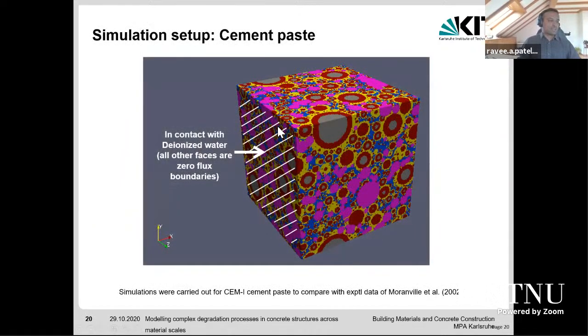So let me start with the microscale or cement paste scale. In cement paste scale, the simulation domain is shown here. And like I said, we just bring water in contact with one of the surfaces and we allow the system to evolve. And basically with time, you can see here this pink material, which is basically Portlandite or calcium hydroxide, would dissolve, and then this yellow material, which is basically CSH, will decalcify.